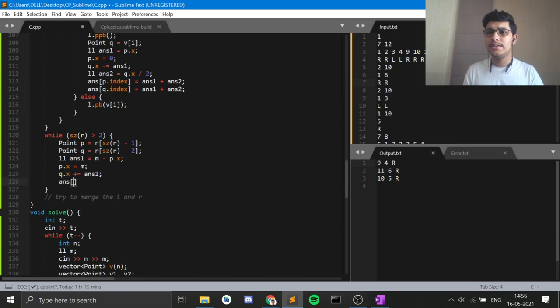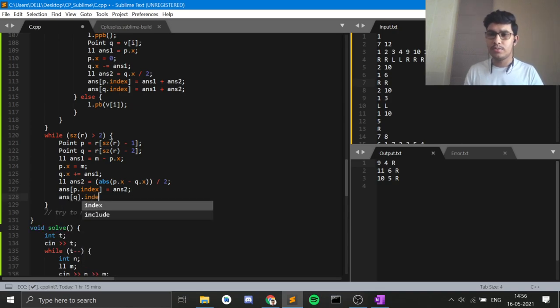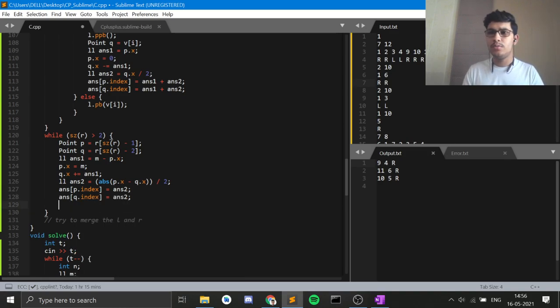And then you have answer at P dot index equals ABS of P dot X minus Q dot X by 2. In fact, I should make it answer 2. So answer at P dot index equals answer 2, and answer at Q dot index also equals answer 2, and then I do R dot pop_back twice.